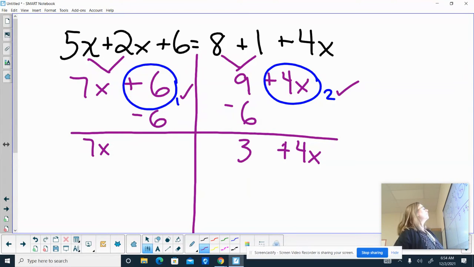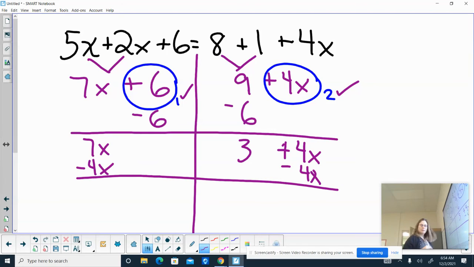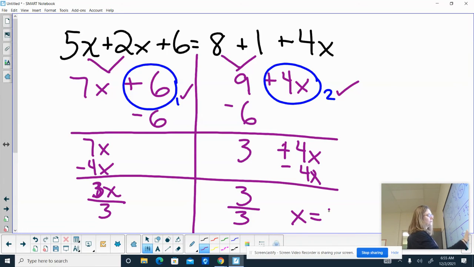Instead of adding 4x, I'm going to do the opposite. So I'm subtracting 4x. I subtract 4x on my right-hand side and my left-hand side. 7x minus 4x is 3x. Bring down my 3. Positive 4x minus 4x gets eliminated. So I'm left with 3x equals 3. My last step is to divide by the coefficient. So my coefficient is 3.